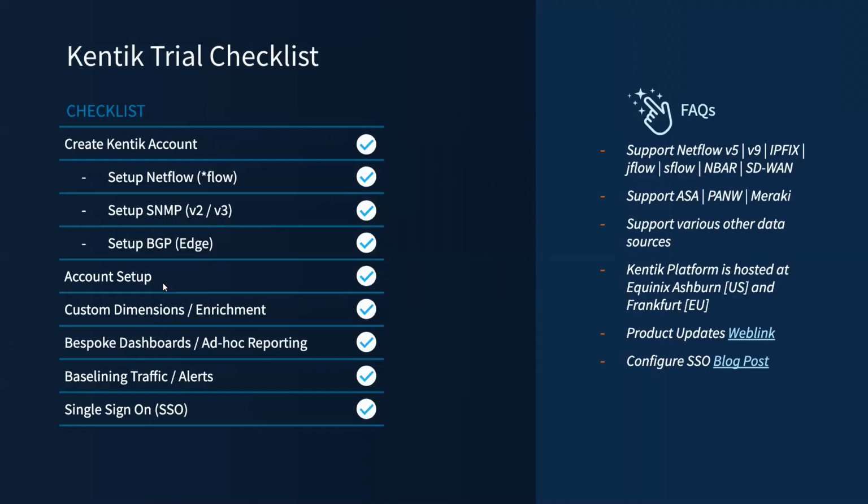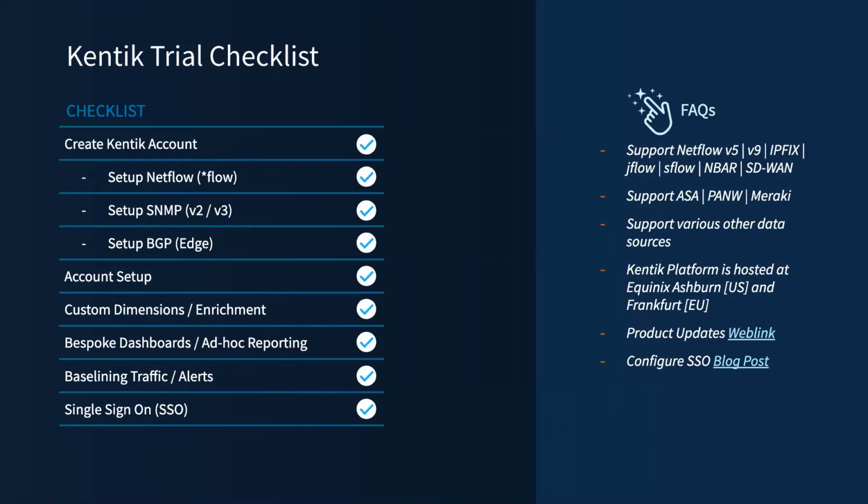In terms of a typical Kentik trial checklist, these are the kinds of things that we'll go through. How to set up an account. Once you set up an account, how to send data sources, or add data sources, to us. Typically, we'll be talking about how to set up NetFlow and several options to set up NetFlow, set up SNMP, and then optionally set up BGP as well. Once those three things are done, which we call our primary sources of ingest, you would proceed to account setup and adding your own custom dimensions or other enrichment to your data. Finally, we'll talk a little bit about dashboards and ad hoc reporting.